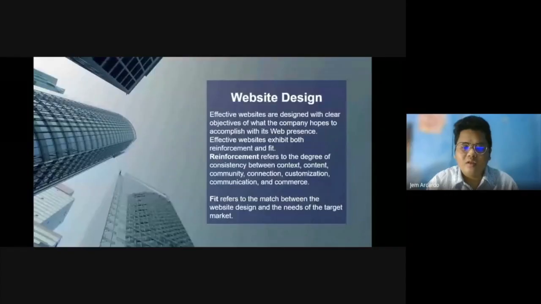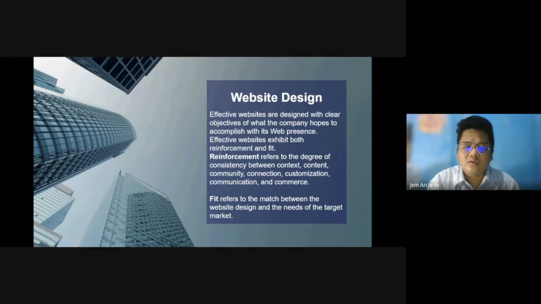Hi everyone, I am Jim, and today I'll be discussing the website's part in advertising and promotion strategy. The first topic is website design. Effective websites are designed with clear objectives of what the company hopes to accomplish with its web presence. Effective websites exhibit both reinforcement and fit. Reinforcement refers to the degree of consistency between context, content, community, connection, customization, communication, and commerce. We'll be digging deeper into each of those in the next few slides. While fit refers to the match between the website design and the needs of the target market.